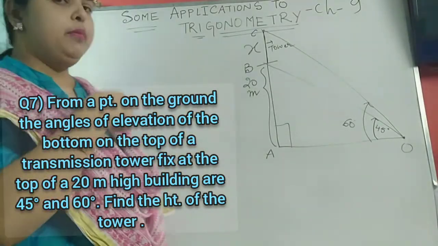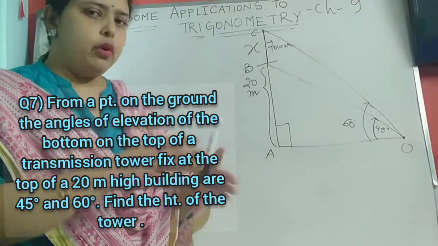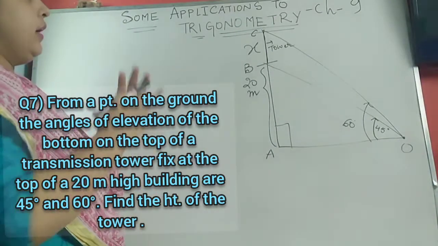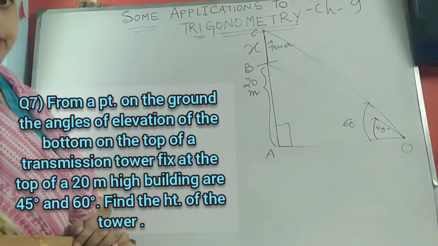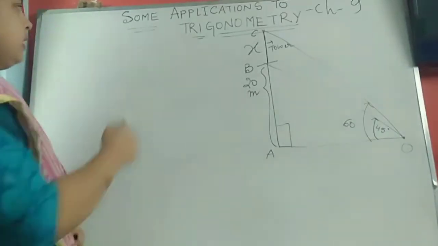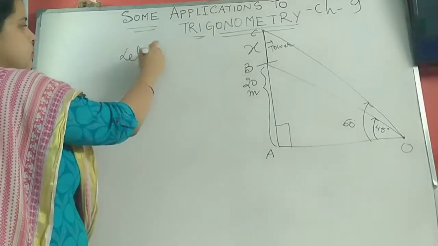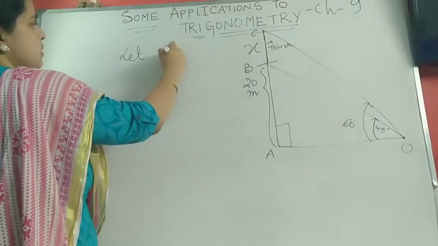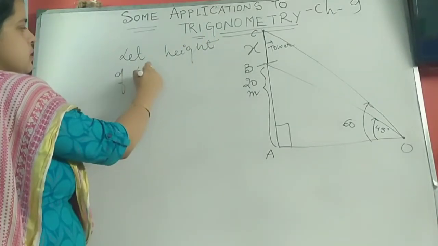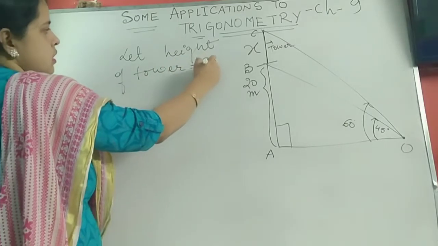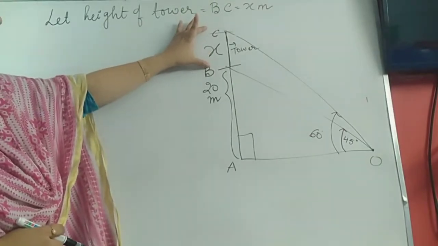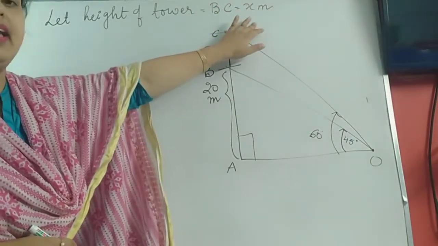Go through the problem twice or thrice. Read more and more, and only then draw the figure. Otherwise it will be a problem for you. Now I think the entire gist of the problem is understood by everybody: they want the height of the tower. So we have to write down first: let the demanded height of the tower be some x. So this is the height of the tower we need, which I have substituted as x meters.